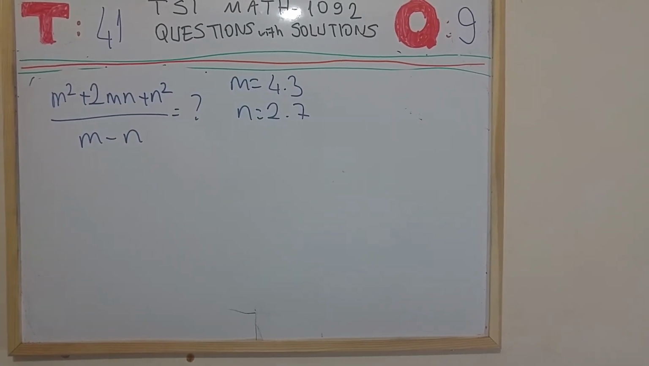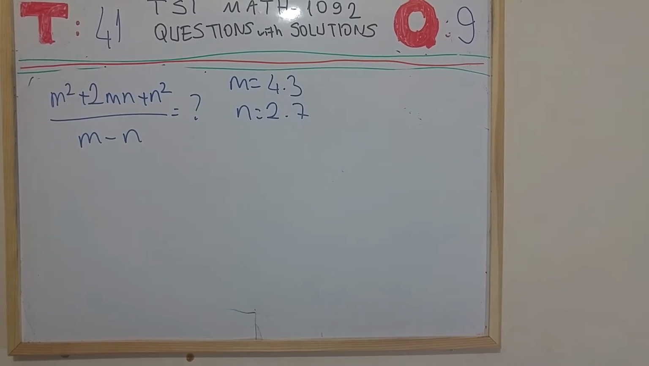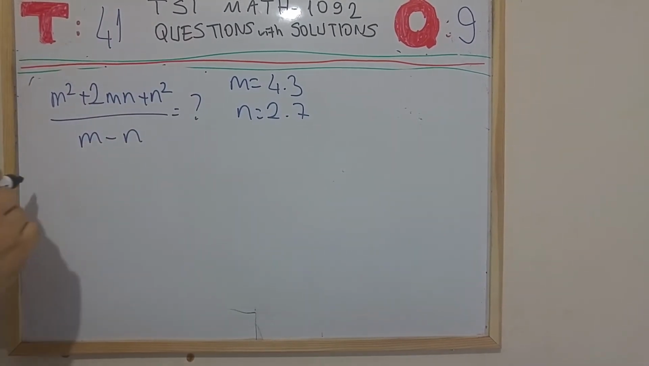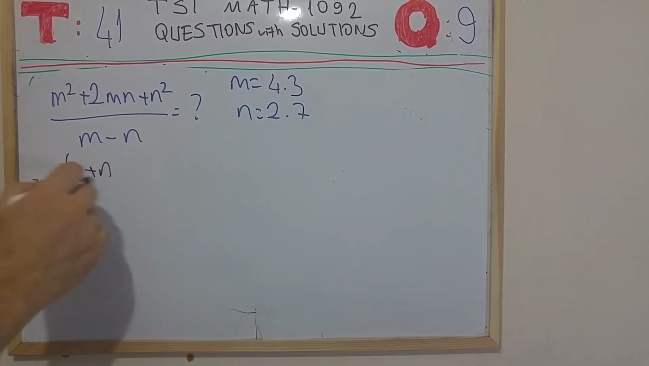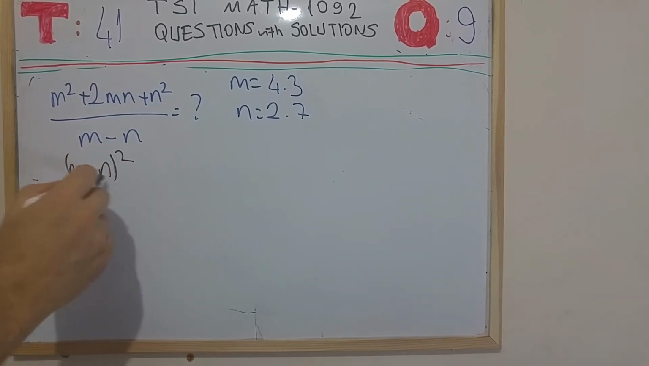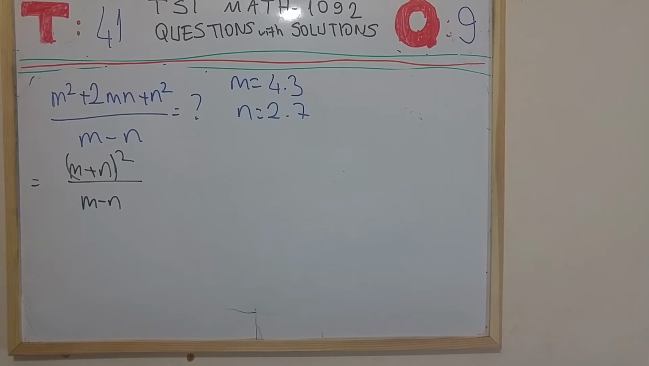If you try to replace m and n with the values in the equation here, it's going to be time consuming and confusing. That's why I would suggest you do it this way. Actually, what we have here is equal to m plus n squared, and we have m minus n here. Now you can replace it with numbers, so it's going to be easier for you.